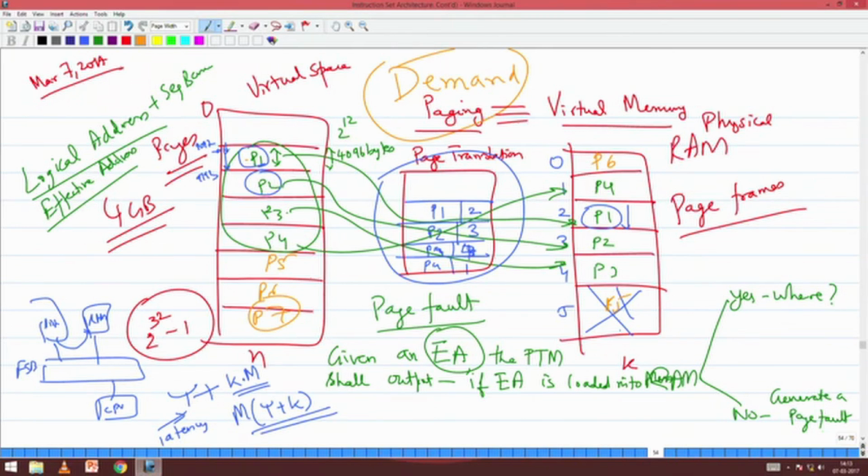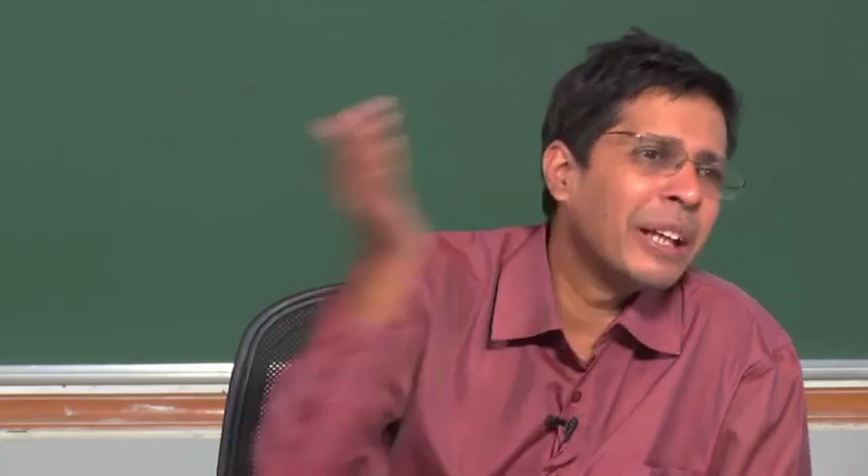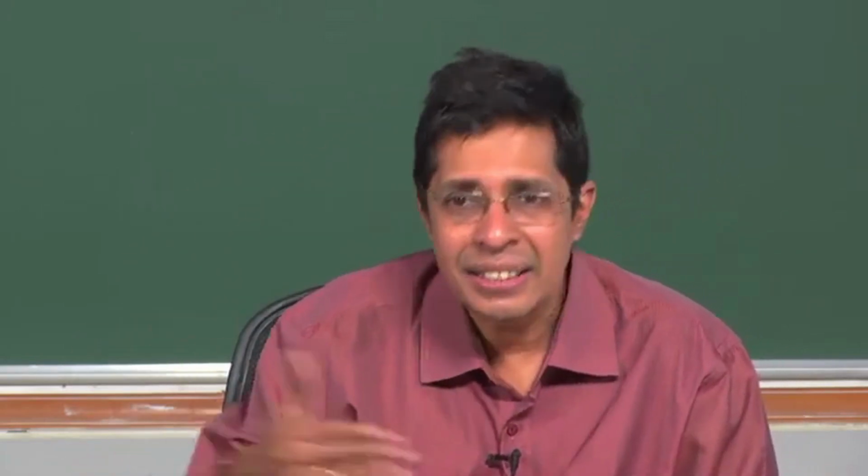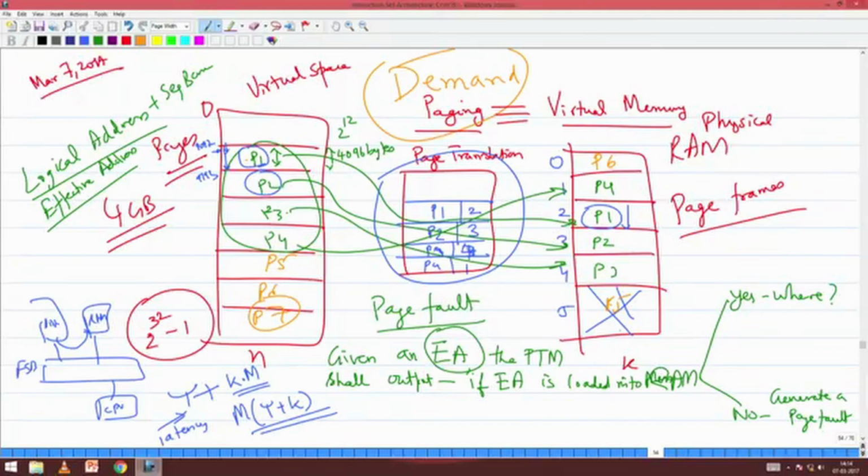So the moment I change something in the page, the hardware makes the dirty bit 1, so that in case you are going to replace this page, you copy this entire page back to the virtual address space and then overwrite on top of it. If this dirty bit is 0, then you do not do anything, just overwrite. So that is another interesting bit.